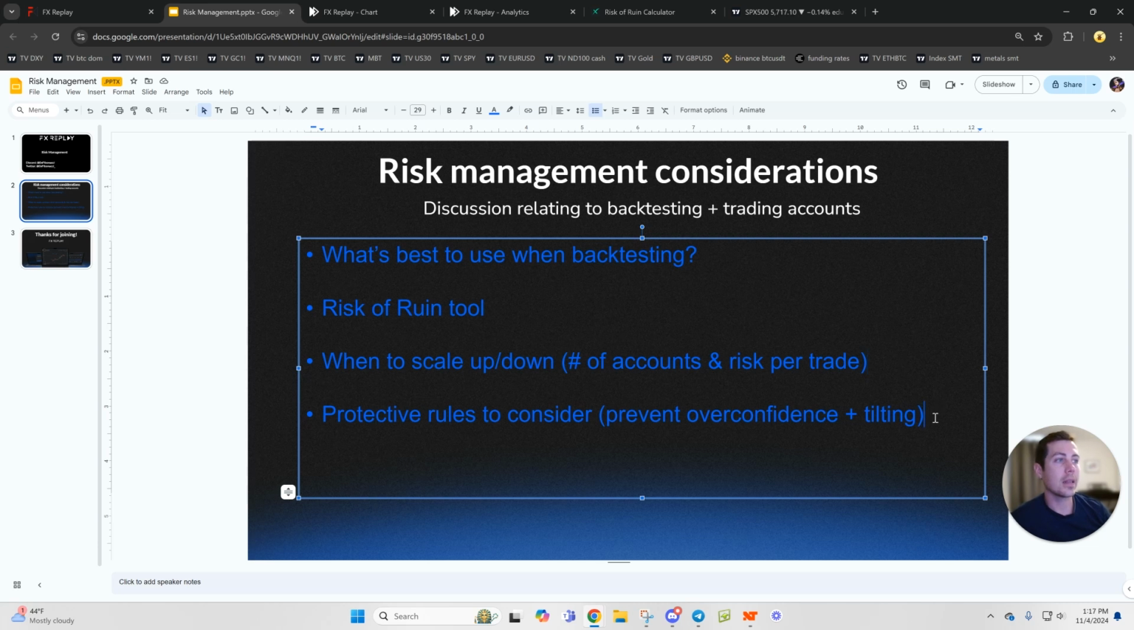And then the last thing I wanted to share with you guys is some protective rules to consider that might help if you're experiencing overconfidence and trying to prevent tilting. Some of the most common ones I've seen are a dollar threshold per day, so that if I hit this profit target for the day, I'm done. On Topstep, for example, you can actually lock yourself out of the account, which is nice. And vice versa, if you have a daily loss limit, that you don't want to lose more than X dollars or X percent per day, if you hit that, then you need to stop for the day.